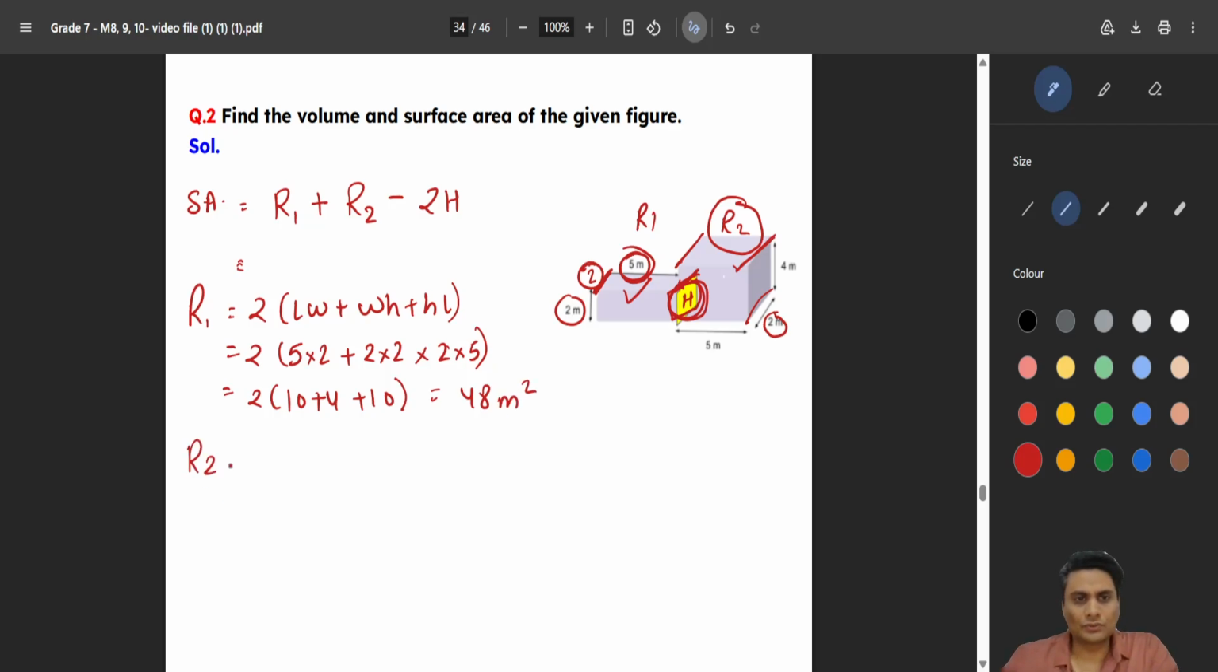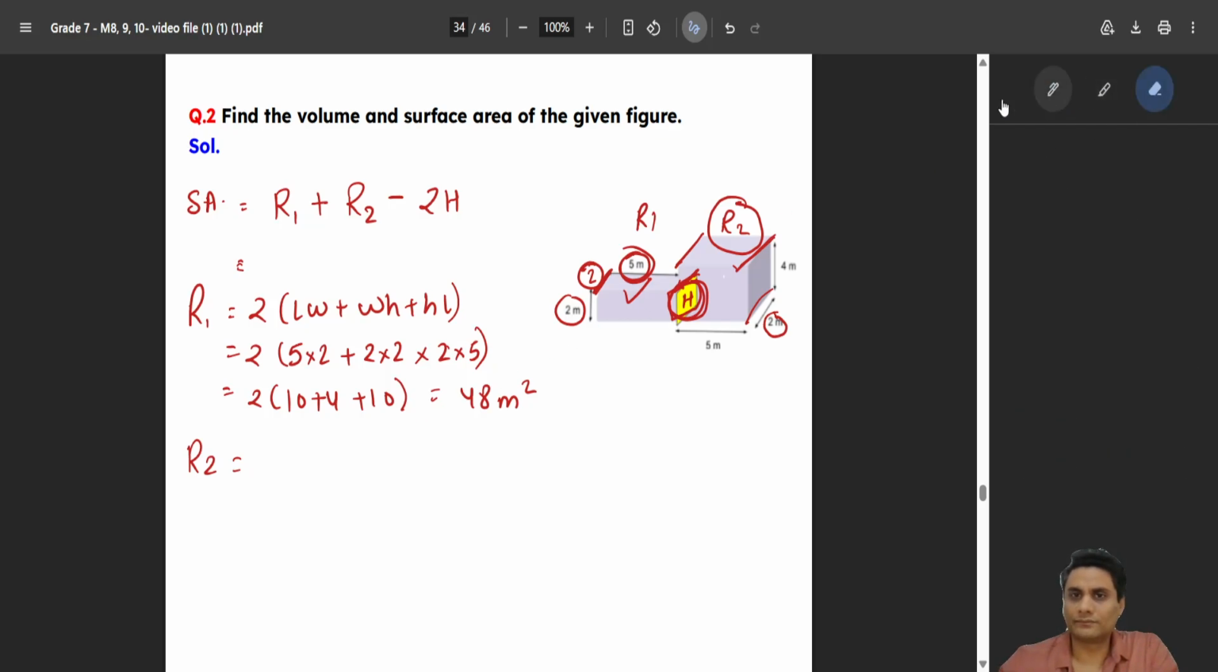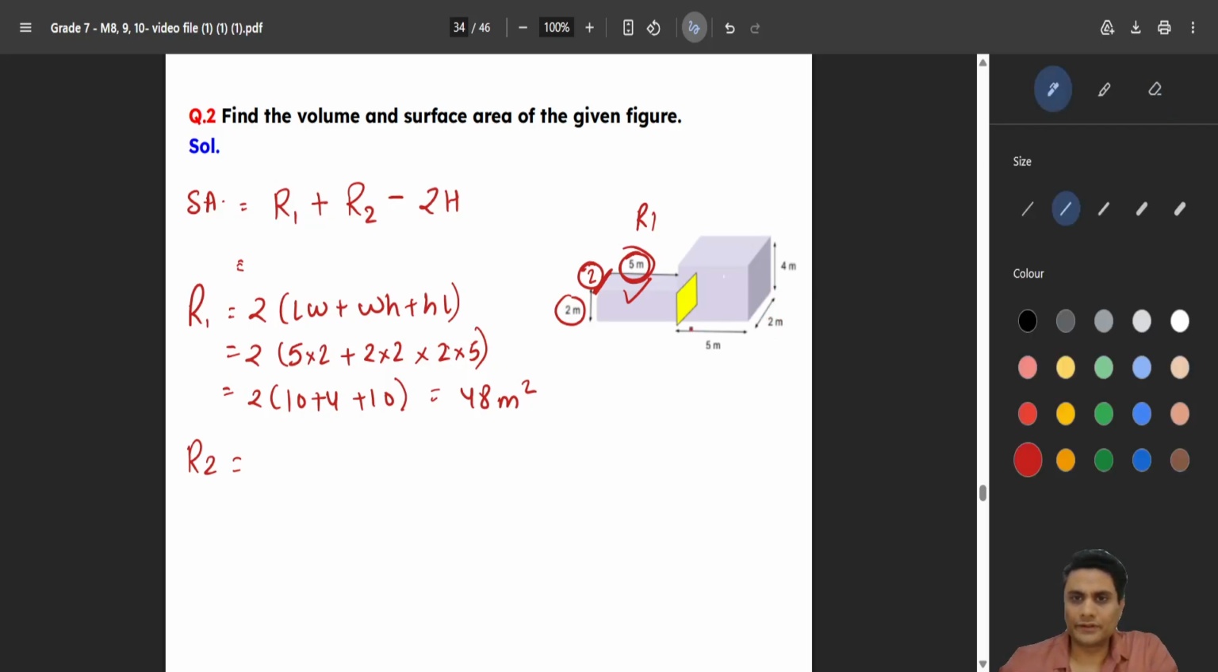Let's talk about R2 for this second one. See, the length, width, height is given here. 5 is the length, 2 is the width, 4 is the height. So again the same formula, 2 times length width plus width height plus height length. So it means 2 times the 5 times 2 plus 2 times 4 plus 4 times 5.